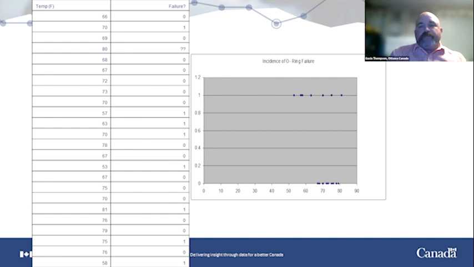You'll see that I basically put a 1 for had a failure and a 0 for did not have a failure. And you can get a hint there that as it's getting colder, that's in degrees Fahrenheit at the bottom, you're starting to see a few more O-ring failures. But they looked at this and they didn't really see much to it. So they just dismissed it.